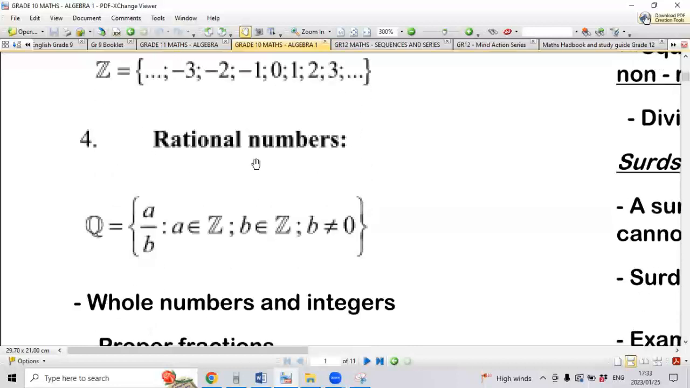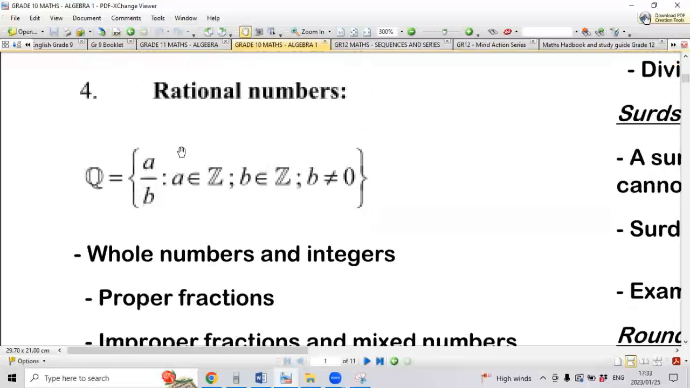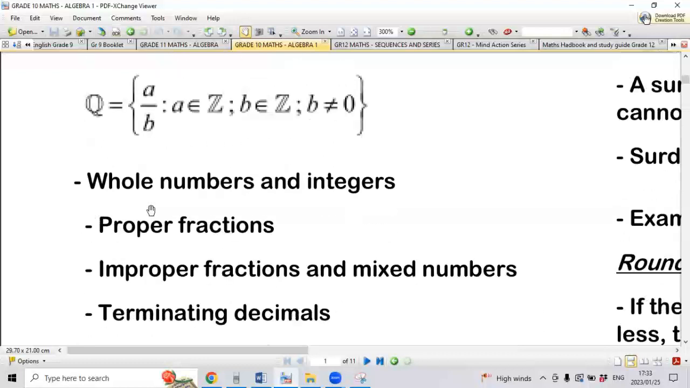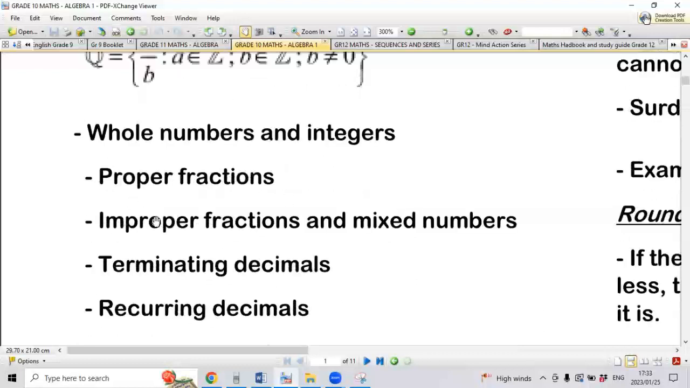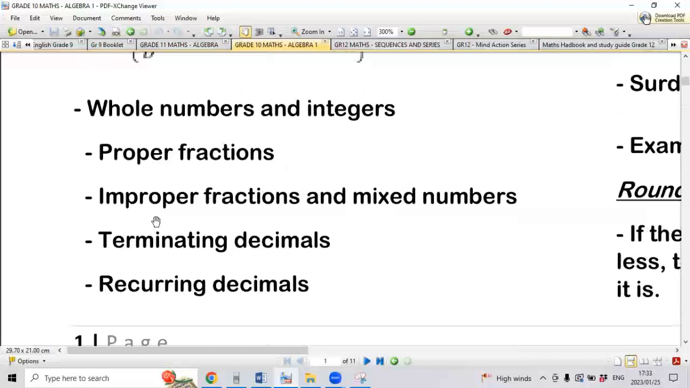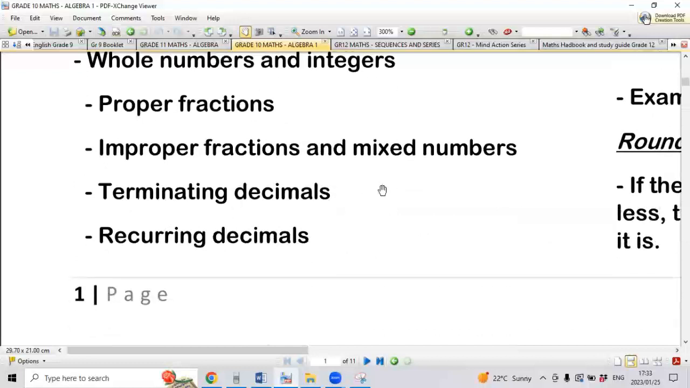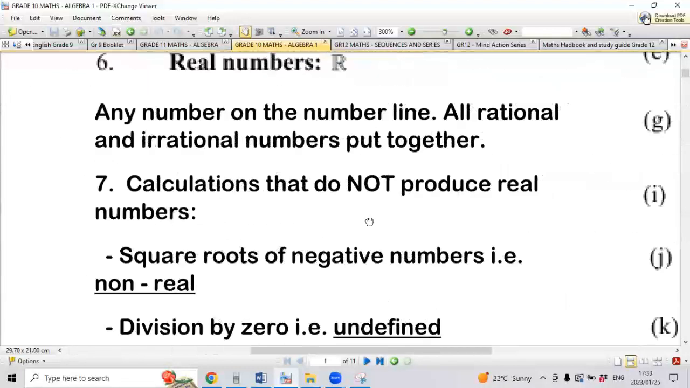Rational numbers. What is a rational number? A rational number is any number that can be expressed in the form a over b, where a and b are both integers. Remember, the Z stands for integers, but b is not equal to 0. Remember that if b is equal to 0, then the expression is undefined. Whole numbers and integers, proper fractions, improper fractions, mixed numbers, terminating decimals, and recurring decimals. So that's all the things that we need to take note of.